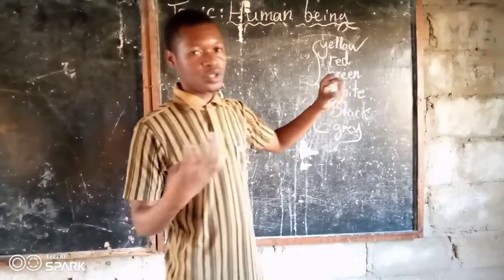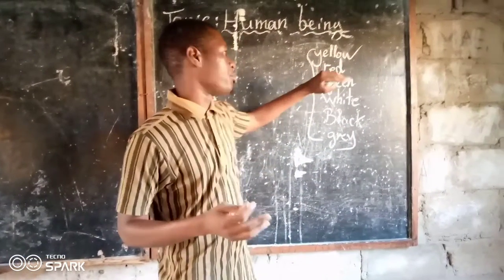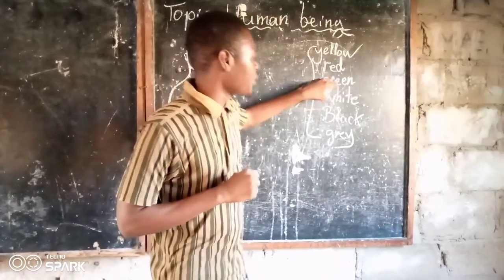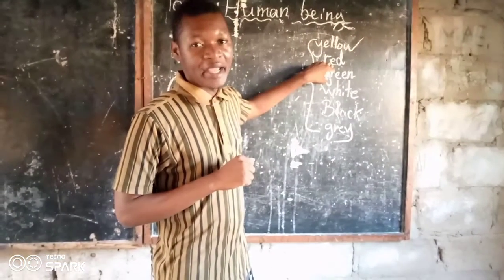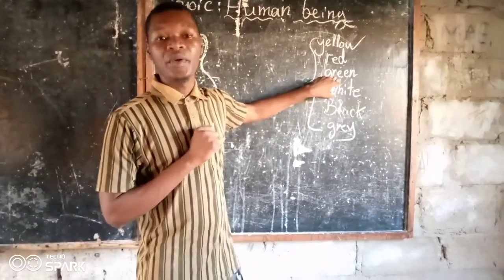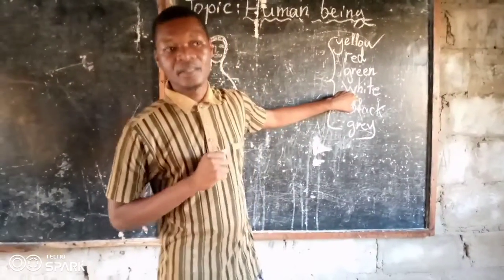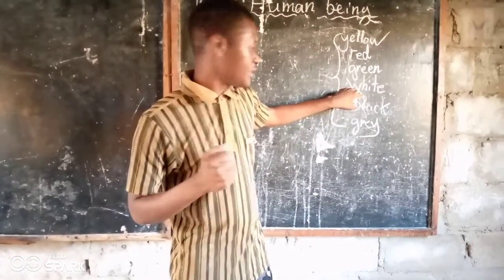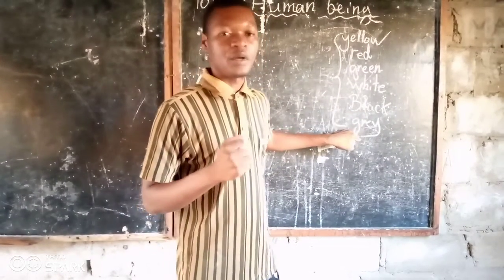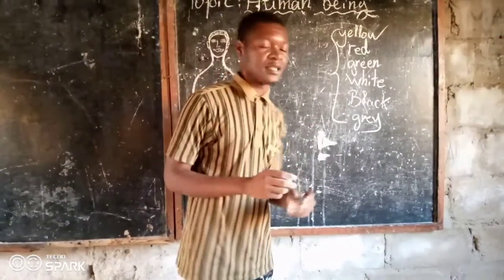So again, let us pronounce all of us here inside the classroom. I'm going to say it and then we're going to repeat. First, we have yellow, yellow. Red, red. Green, green. White, white. Then black, black. Then we have gray, gray. Okay, these are the colors that we learned yesterday.